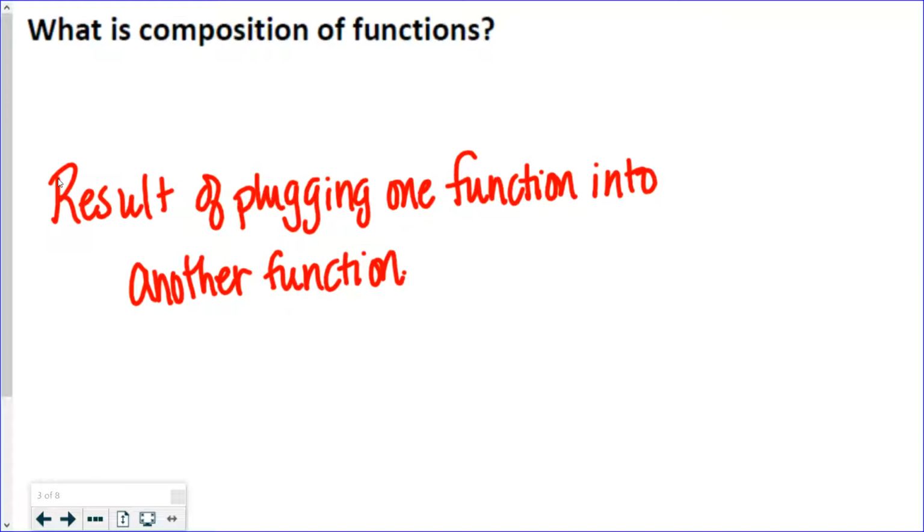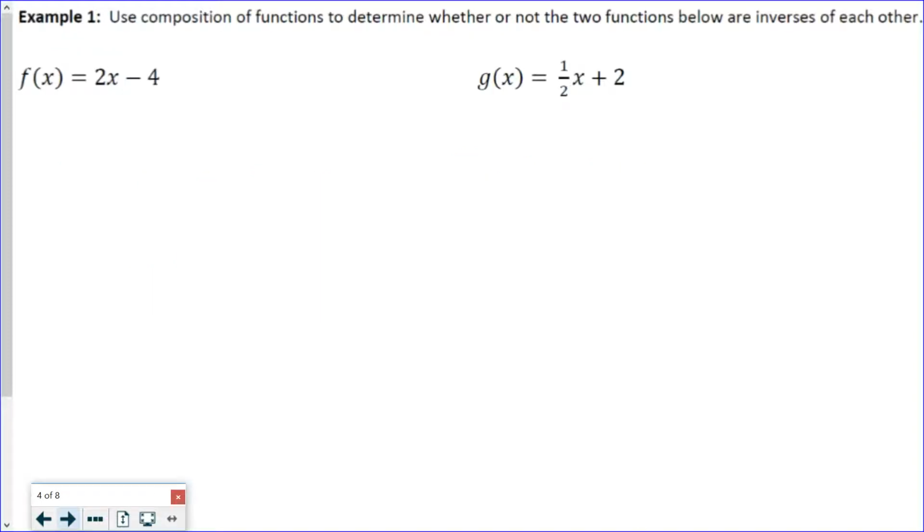So why do we really care about composition of functions? We actually use composition of functions to prove that two functions are inverses of each other. So let's see what that means. So for example number 1, it says use composition of functions to determine whether or not the two functions below are inverses of each other.